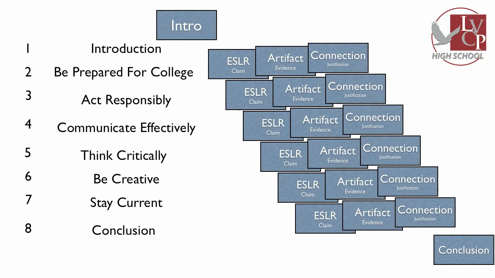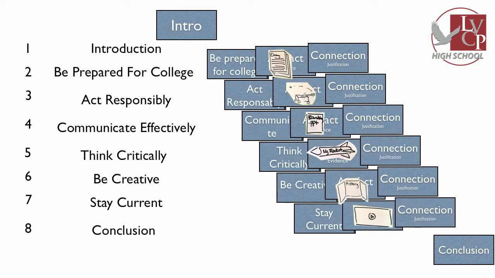Now, a lot of these slides are going to be very easy to do. For instance, these ESLER slides are merely just the name of the ESLER, and the artifact is just merely the picture or the video or whatever artifact that you happen to be doing. You're just going to place that on the artifact slide. Then the connection slide is your justification. That is your connection between the thing that you've brought and the ESLER, the thing like being prepared for college or act responsibly or something of that sort. So these are all of the slides.